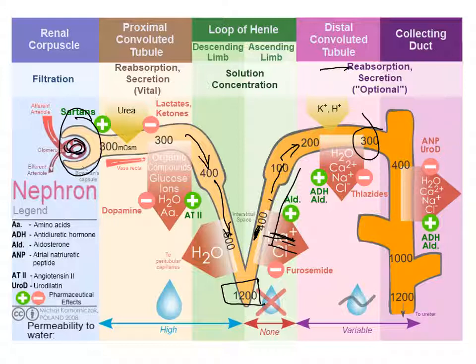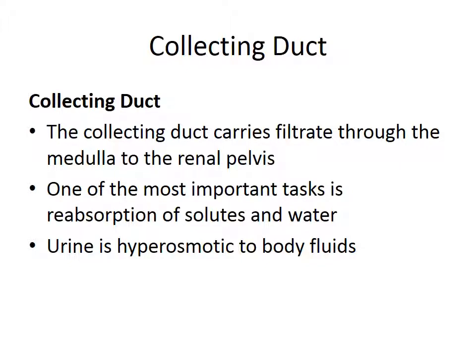But once we get into the collecting duct, we need to hurry up and take as much water back as we can. We've taken up most of the salts. We need to get rid of a lot of water, so we're going to do that rapidly, and the osmolarity of the urine in the collecting duct will become 1,200 milliosmoles per liter, just like it was over here at the bend in the loop of Henle.